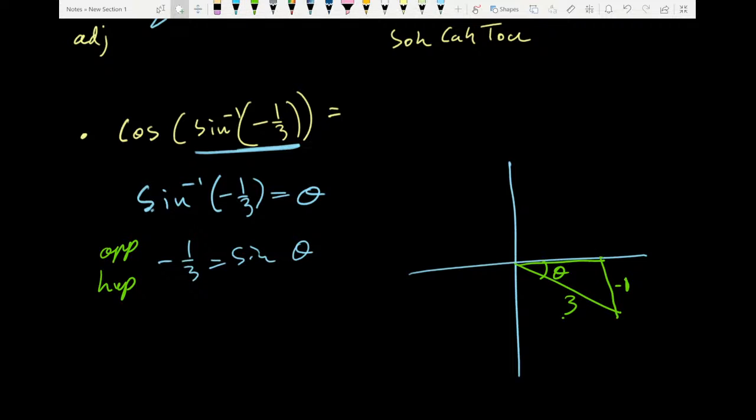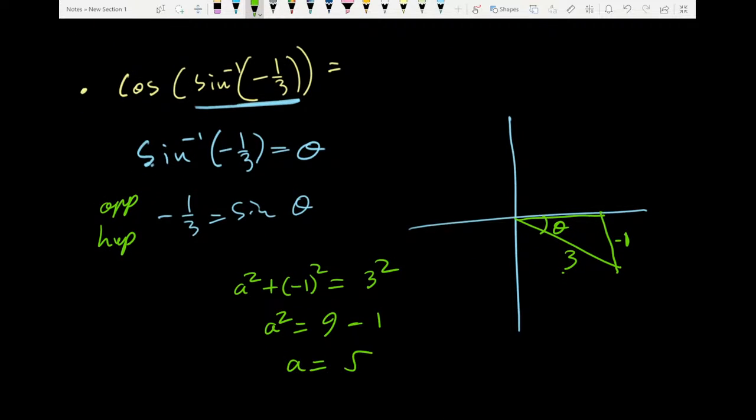Can we find the missing side? We use the Pythagorean theorem. a squared plus 1 squared equals 3 squared. So a squared equals 9 minus 1. So a is square root of 8. Now we use this information right over here. Cosine of theta equals what? Adjacent over hypotenuse. Square root of 8 over 3.